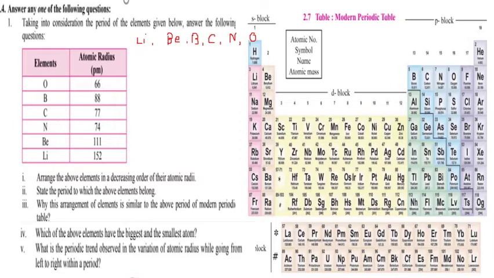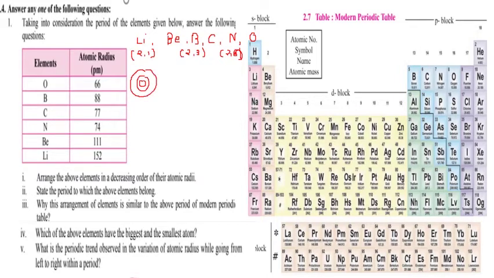Let us discuss that. Here, the atomic number of lithium is 3. So, its electronic configuration is 2, 1. The atomic number of boron is 5. So, its electronic configuration is 2, 3. The atomic number of oxygen is 8. So, its electronic configuration is 2, 6. Now, let us see its electronic configuration.